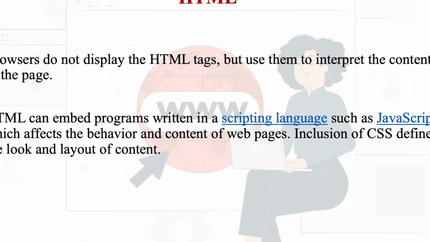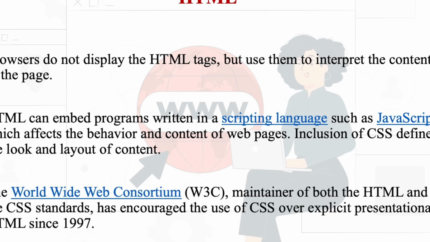HTML can embed programs written in a scripting language such as JavaScript, which affects the behavior and content of the web pages. Inclusion of CSS defines the look and layout of content. The World Wide Web Consortium, maintainer of both the HTML and the CSS standards, has encouraged the use of CSS over explicit presentational HTML since 1997.